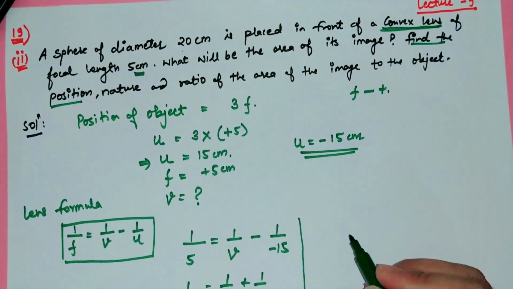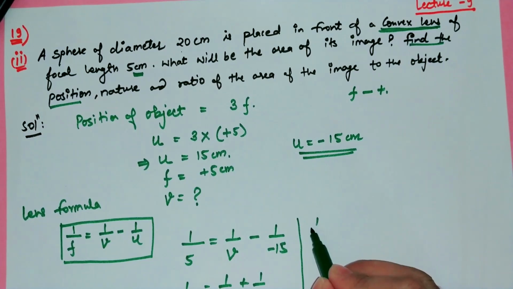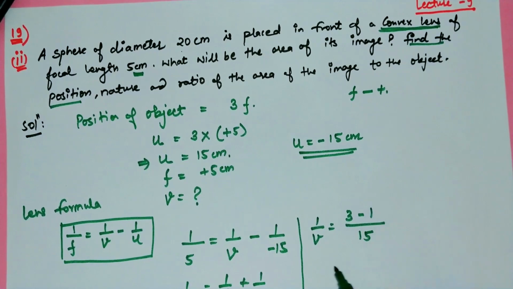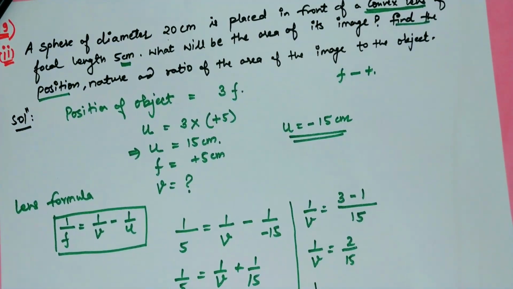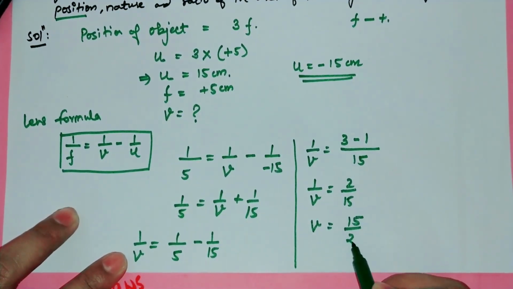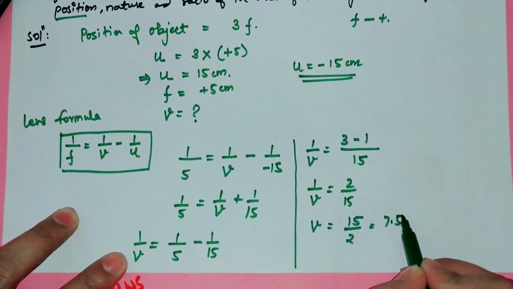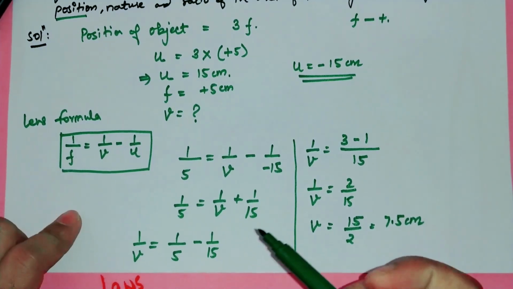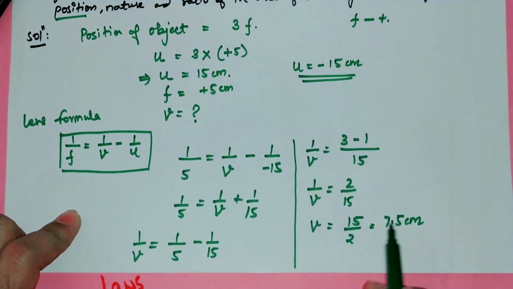Take the LCM, which is 15. 1 upon v is equal to (3 minus 1) upon 15, so 1 upon v is equal to 2 upon 15 and v is equal to 15 by 2, which is 7.5 centimeter. So the position of the image is 7.5 centimeter. It is positive, so it is towards the right side of the lens.